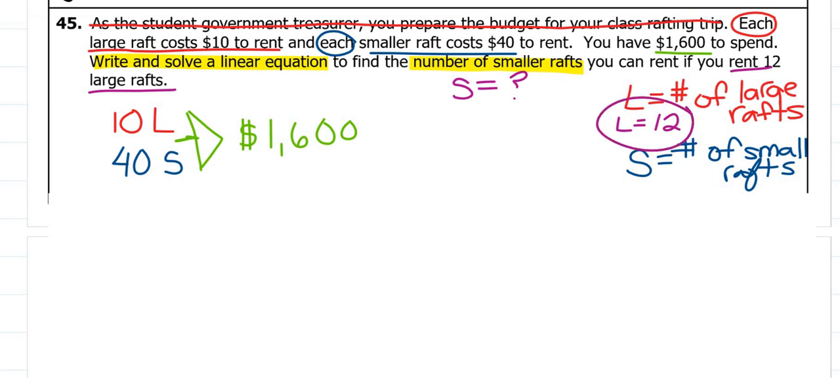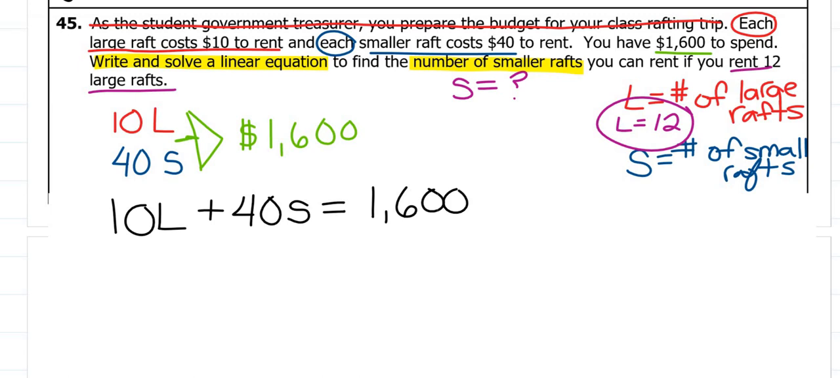Before I can plug in that large rafts equals 12, I'm going to set up some type of equation. The total amount of money I have is $1,600. For a large raft, it's $10. For a small raft, it's $40. But together, it's $1,600. To show that I'm adding the cost of each of these together, I'm going to use plus. So my equation is going to look like 10L, $10 times the number of large rafts, plus 40S, $40 times the number of small rafts, equals $1,600, which is how much I may spend. Now, this is my equation. So this is step one. I wrote it, and now I'm going to solve the linear equation.